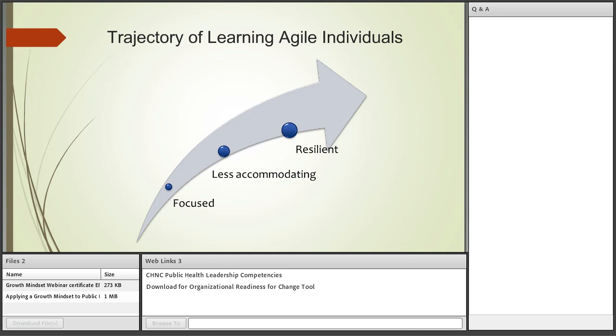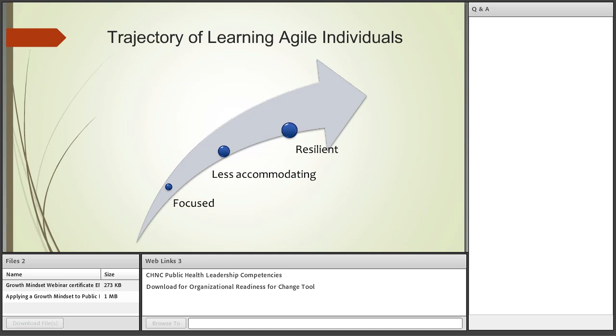So what does focus mean? Focus really means that a learning agile individual is very organized, driven, and has a method to their madness. They're very particular about how they do things and how they learn from the way they do things. And they're continually refining and polishing themselves.